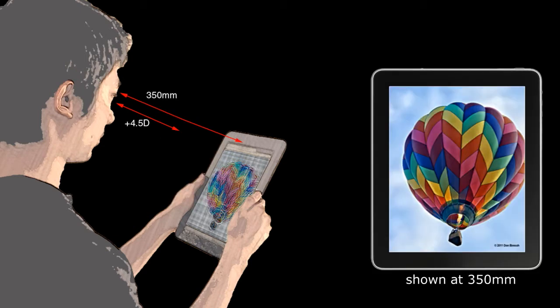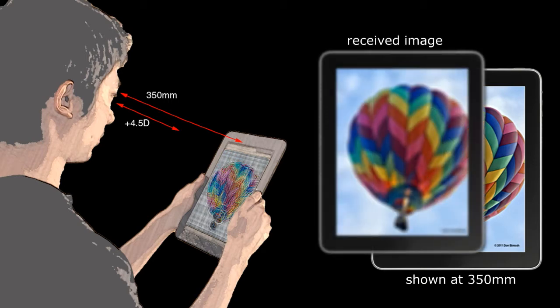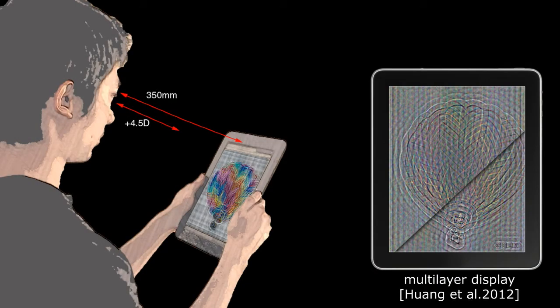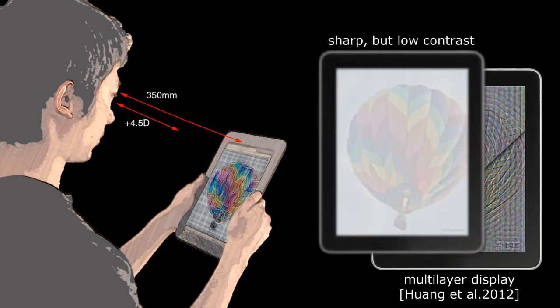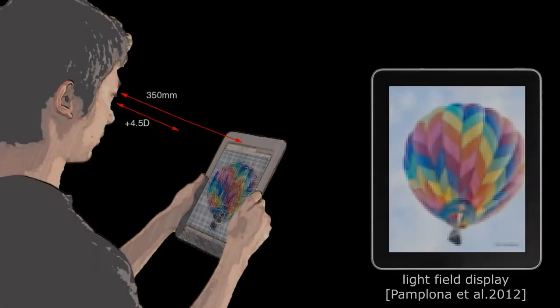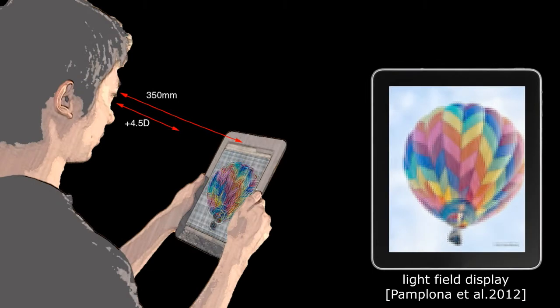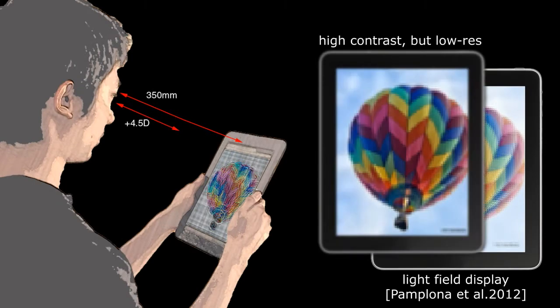Myopic vision has a focal range shorter than the display distance, and this results in the user seeing blurred images. Prior work pre-filters a multi-layer display. The image is in sharp focus, but the contrast is low. A light field approach can address the contrast problem, but has low spatial resolution.